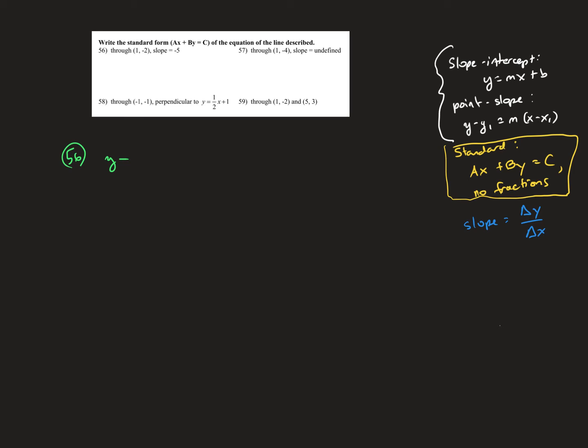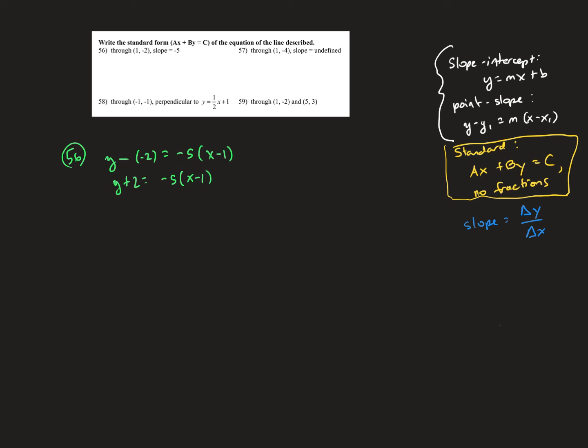Y minus the y value of the point I'm given equals the slope times x minus the x value of the point I'm given. And of course, that would be y plus 2 equals -5 times (x minus 1). Now, if I were asked to write the equation of the line, and I said get it in point-slope form, I would be done. But I was asked to get this in standard form. So in standard form, I need to have the x and the y on the same side, and any constant terms, things with no variables, on the other side, and I can't have any fractions.